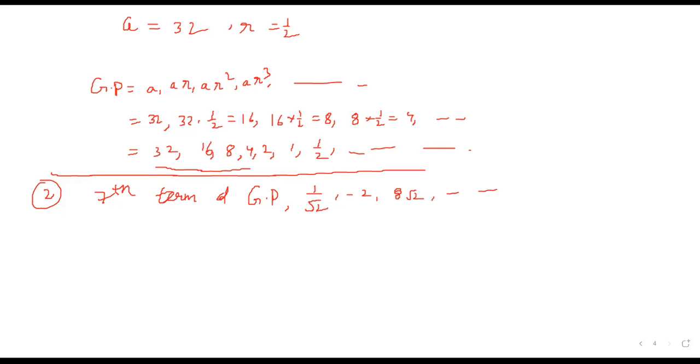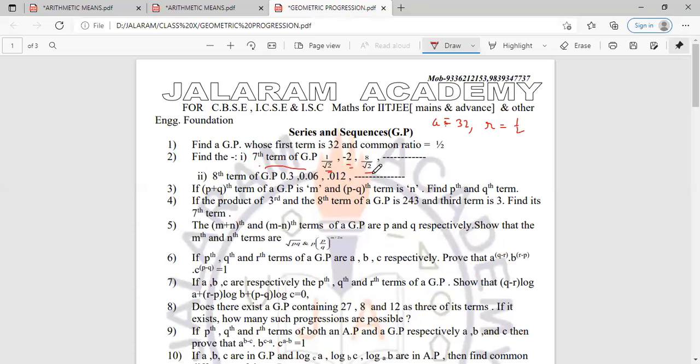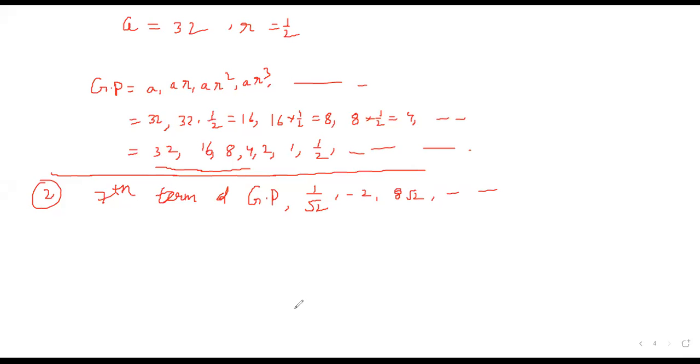Look at this. That term is 8 by root 2 actually, not 8 root 2. That's why we have to always check the question after writing it. Man is made for doing mistakes. I am always telling you, human is made for doing mistakes, but the real human is the one who corrects his mistake. So 1 by root 2, minus 2, 8 by root 2 and so on.